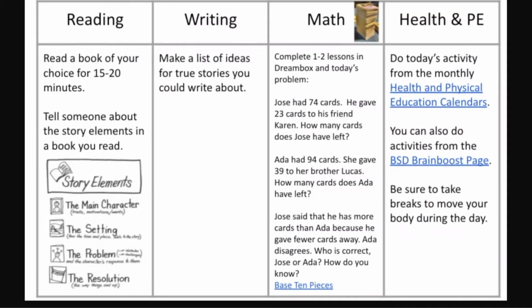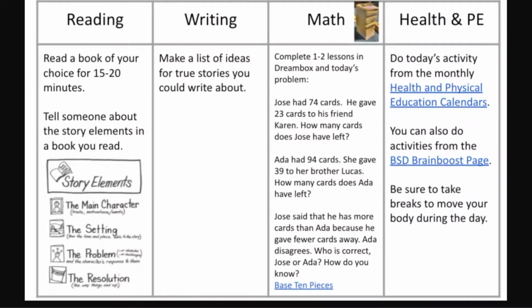Now, for writing today, we're not actually going to write our piece. We're actually going to make a list of good story ideas. Now, we're going to make a list of true story ideas. So, can you think of things that have really happened to you that you could write about?